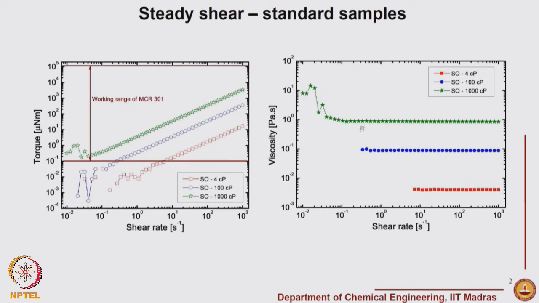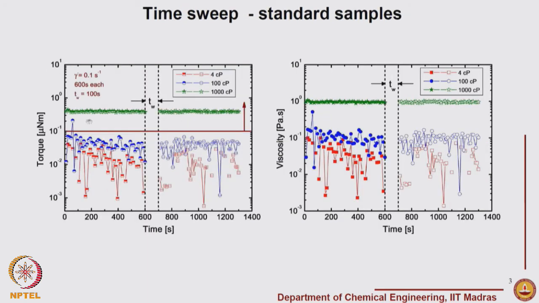And so if you look at the data now, you can see that as time goes by, each and every data point that we get for the green, which is the 1000 centipoise fluid, we basically have no variation. So the measurement is being done quite accurately.